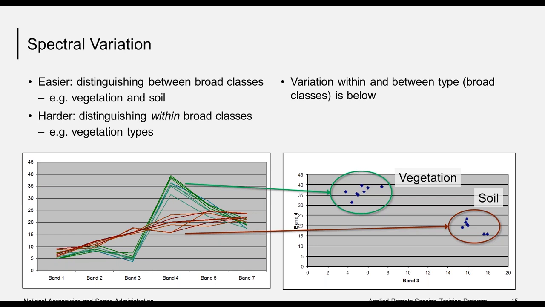If you translate the plot on the left to the plot on the right, you can see that some of the vegetation pixels are spread out, but some are quite close together. This is the same thing for the soil pixels. Right, so if you look at the circles within the green circle and within the red circle, there are some pixels that are really close together and some that are a little bit farther apart. So if you want to distinguish between different vegetation types, you have to somehow figure out how to understand what that variation is.